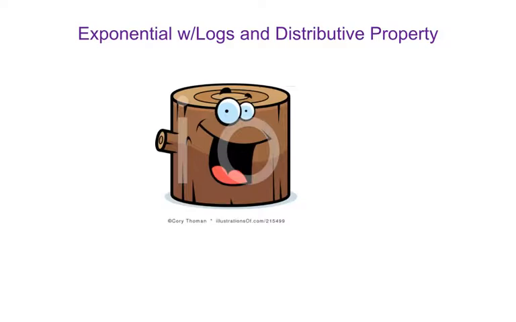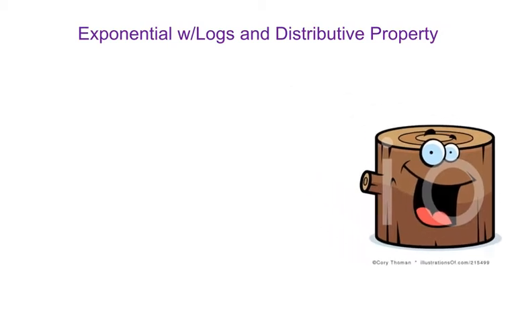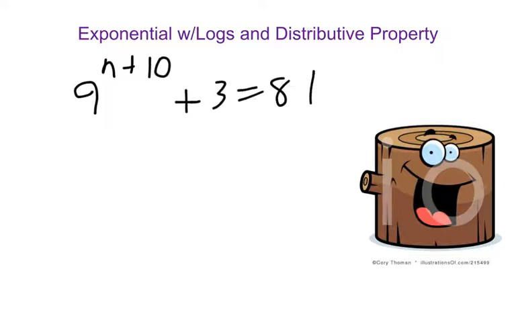Alright, we're having the distributive property with logs. So what we're going to do is write an example down. 9 to the n plus 10 plus 3 equals 81. Our goal is always to solve for the variable. In this case, our variable is n.